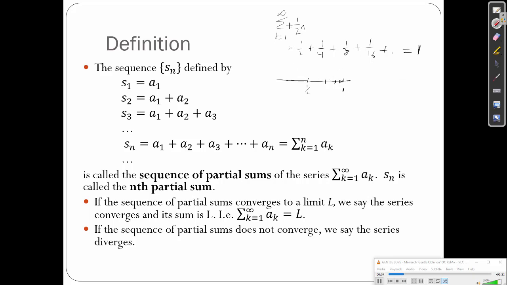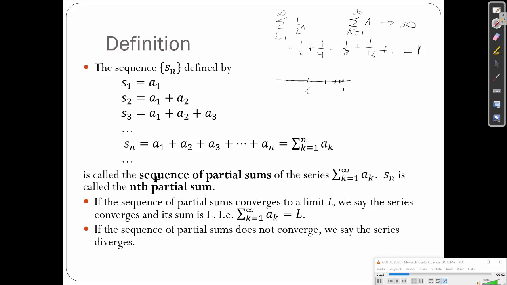Not all series will do that. If you take a very simple case, the sum from k equals 1 up to infinity of k, 1 plus 2 plus 3 plus 4 plus 5, that just goes to infinity. The sequence of partial sums does as well.